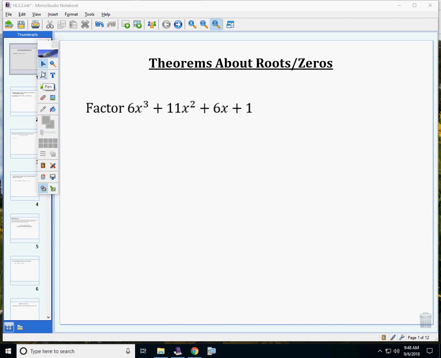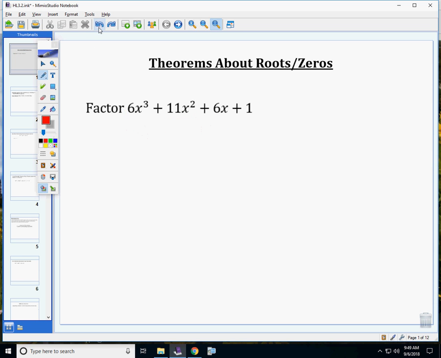So here we go. When there are four terms, we need to factor this. We'll factor by grouping. When we tried that, we got, factor out an x squared, you're left with 6x plus 11. When you factor out a 1, you're left with 6x plus 1. So notice that the parentheses are not the same. We can't factor it out. Thus, we need to use a different method for factoring.